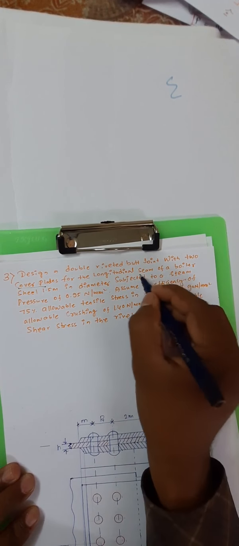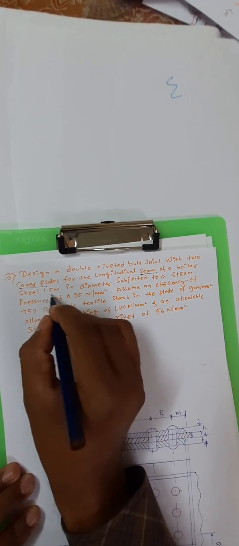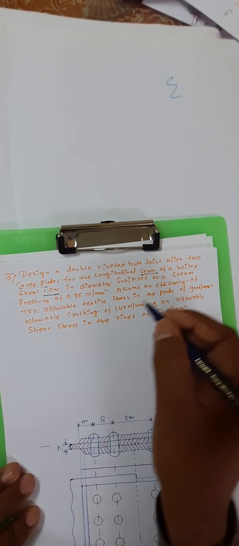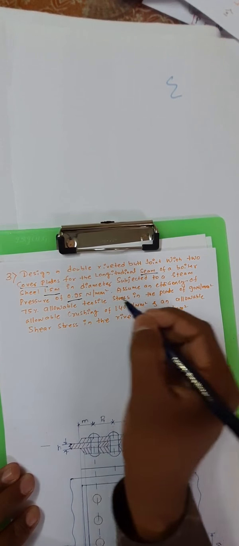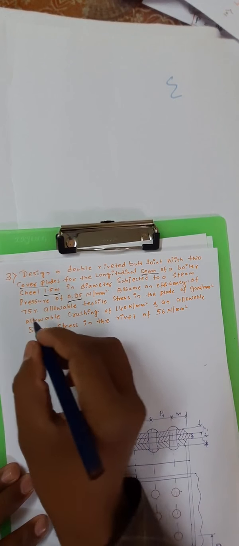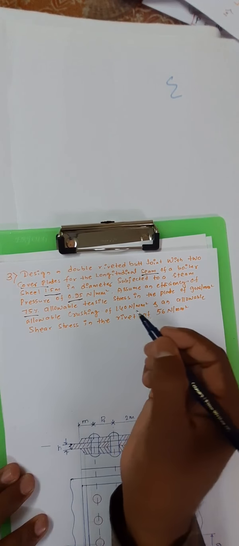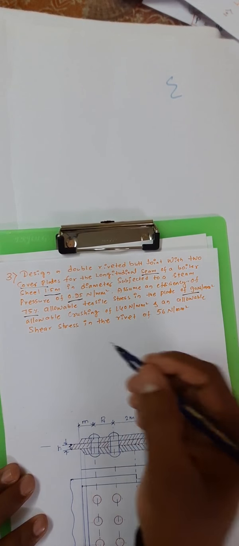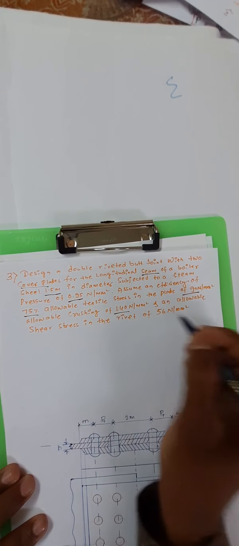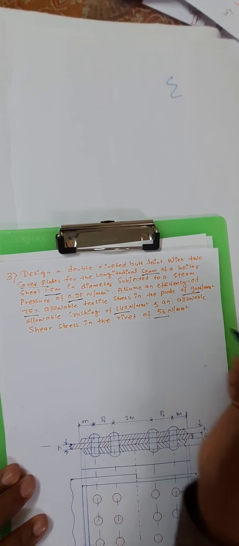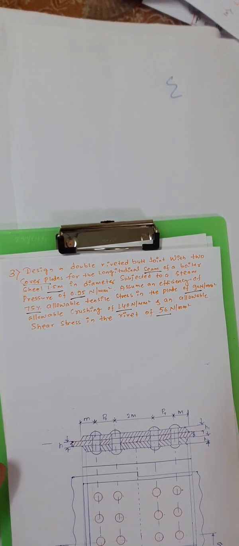Okay, for a longitudinal seam of a boiler shell 1.5 meter in diameter subjected to a steam pressure of 0.95 Newton per mm square. Assume the efficiency of 75%, allowable tensile stress in the plate is 90 Newton per mm square, the allowable crushing stress is 140 Newton per mm square, and allowable shear stress of the rivet is 56 Newton per mm square. Okay, this is the given problem. Now let us note down the data.